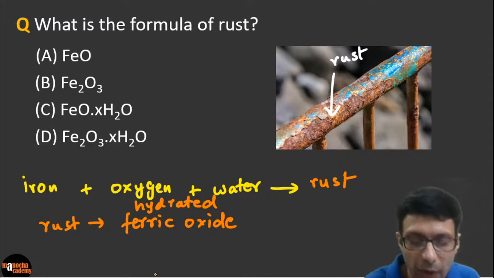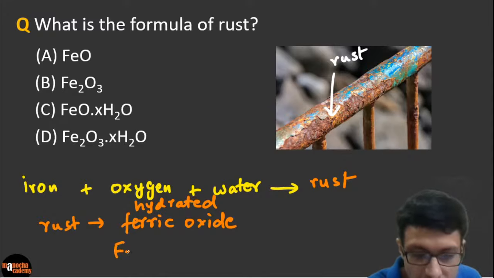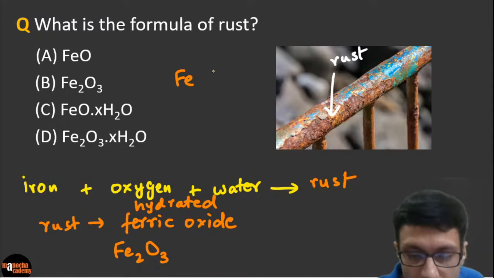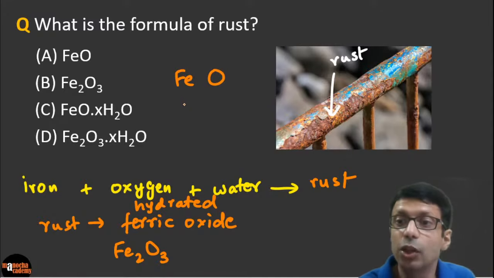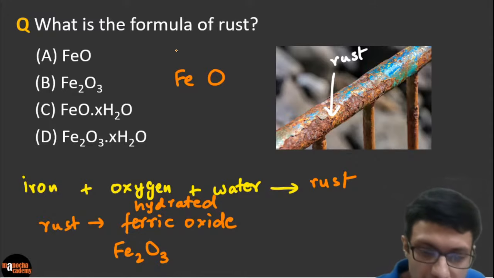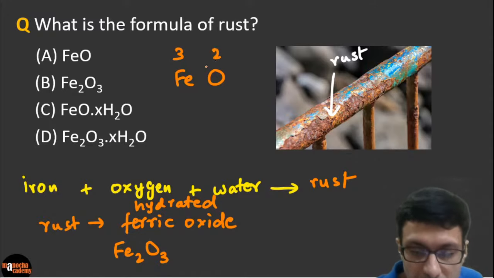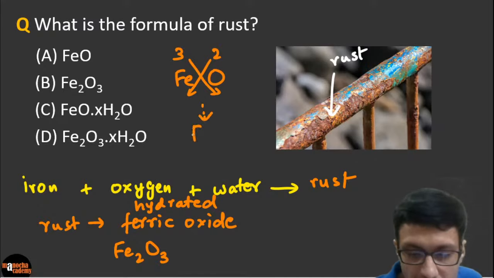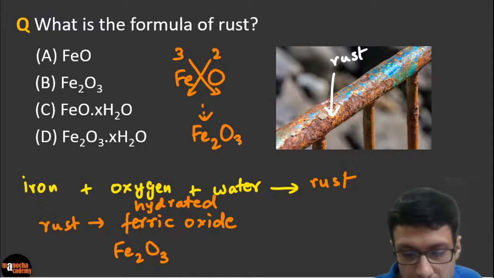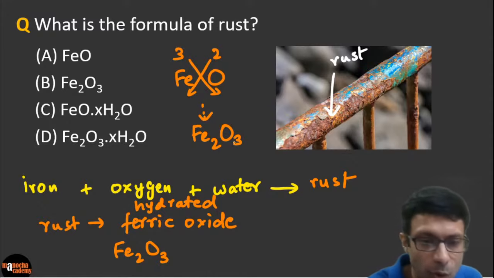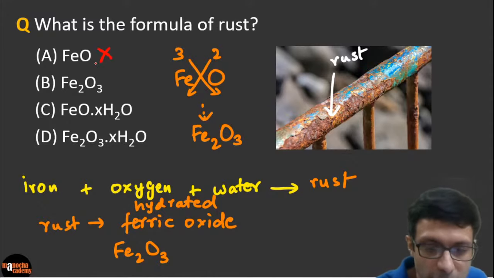There's some water attached to it. So what is the formula of rust? Fe2O3, because ferric oxide means valency. So look here, guys. Ferric oxide means, how do we write its formula? Ferric means valency of iron is 3, and oxygen, you know the valency is 2. So if you do a crisscross, what do you get, guys? You're going to get Fe2O3. So it cannot be ferrous oxide.